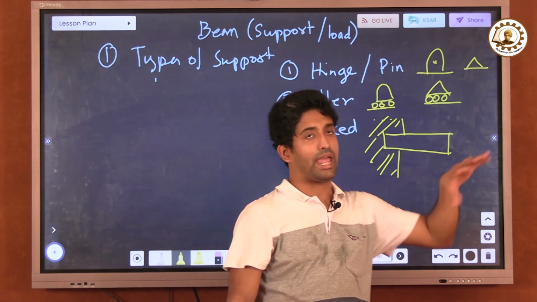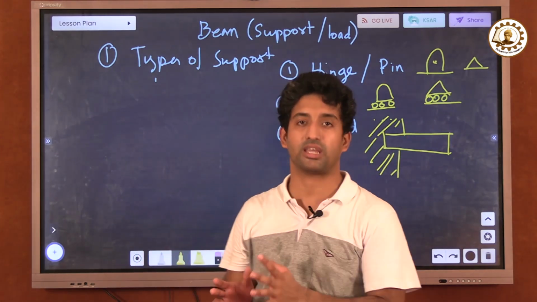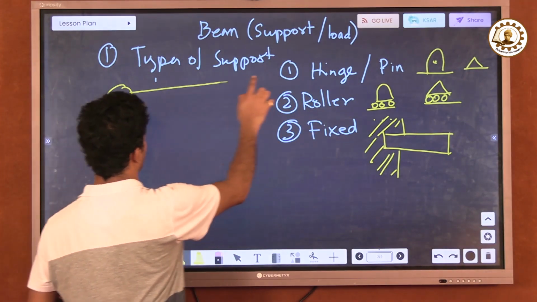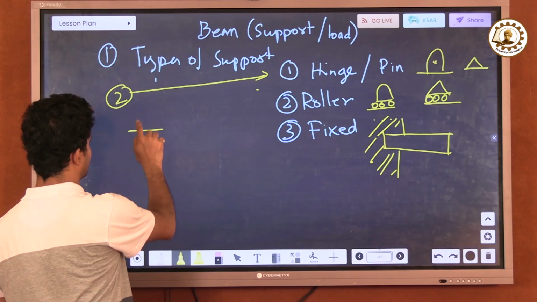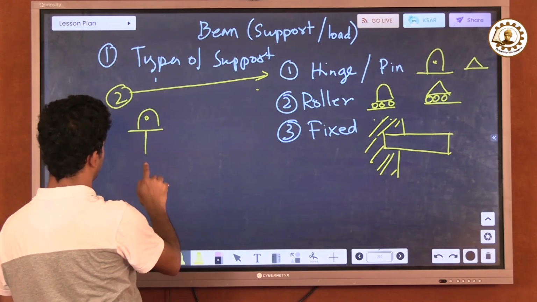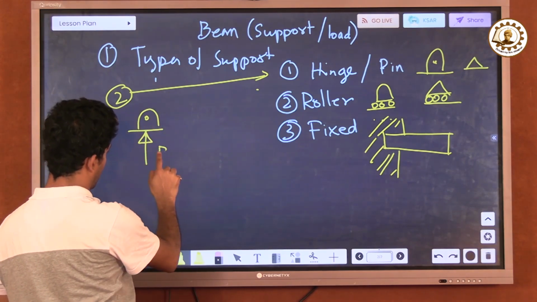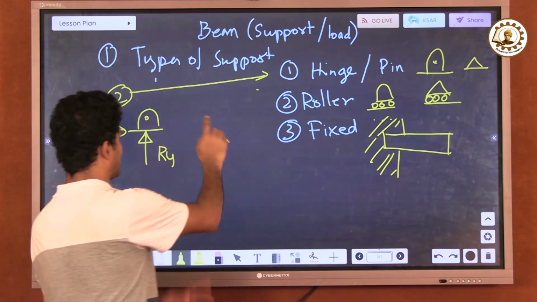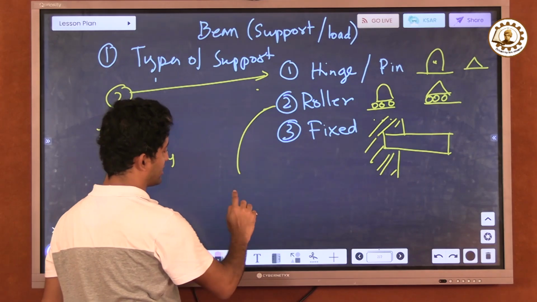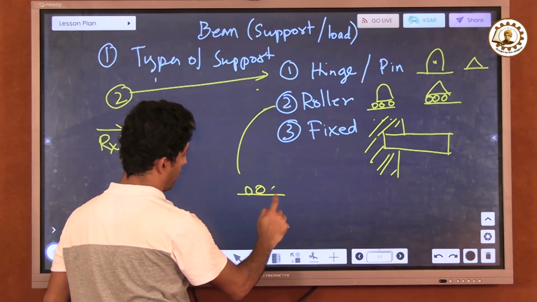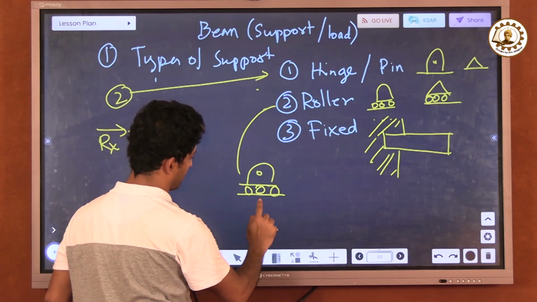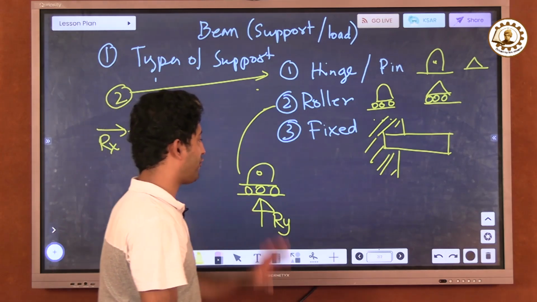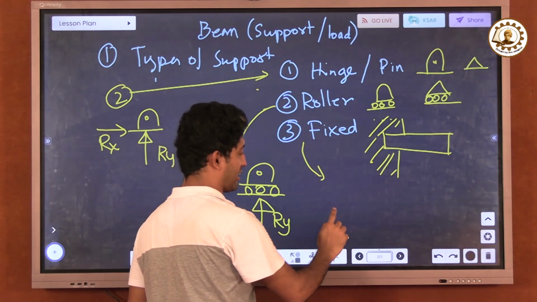Now, where and how the reactions come and what reactions we can see. For hinge, we can see two reactions. Hinge has two reactions. How it works, let us understand. This is Ry and this is Rx. And the roller support has only one reaction, Ry. And for fixed, we actually have three reactions.